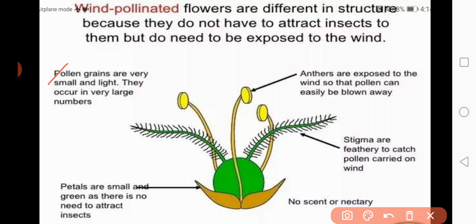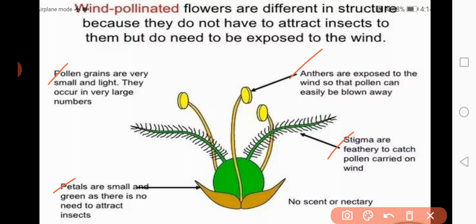The pollen grains are very small and lighter in weight, and they occur in larger quantity or in larger numbers. Here the petals are small and green, as there is no need to attract the insects, because here the main pollinating agent is wind. The next point is anthers are exposed to the wind so that the pollen can easily be blown away, and the stigma are feathery to catch the pollen carried on the wind.